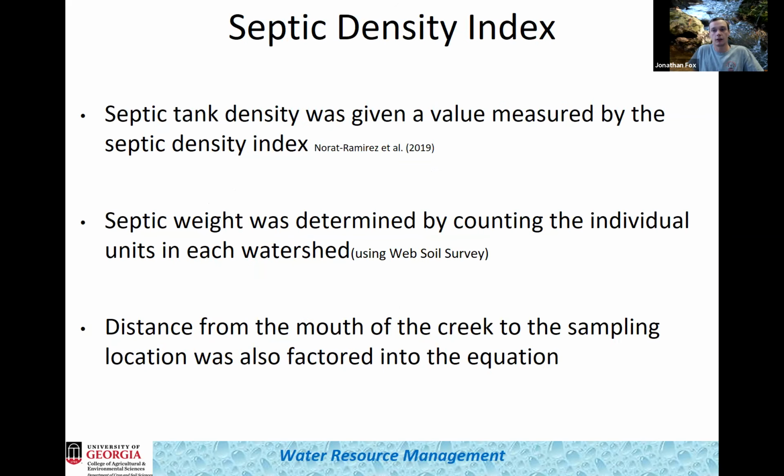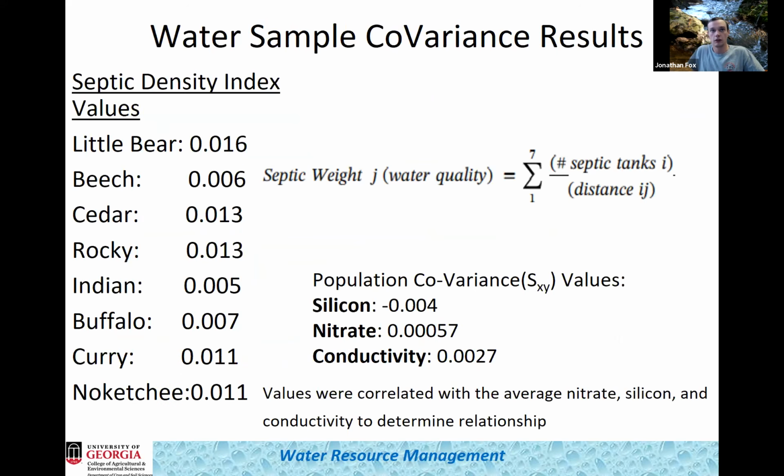I also use this index, the septic tank density index, which gives you a value of septic weight. The way that is determined is you count the individual units in each watershed. I did this using Web Soil Survey. And then you calculate the distance from the mouth of the creek to the sampling location where you got the water. That was all factored into this equation. There is that equation, and what that septic weight J right there gives you the numbers on the left-hand side. So these are our septic tank index values for each of the 8 creeks.